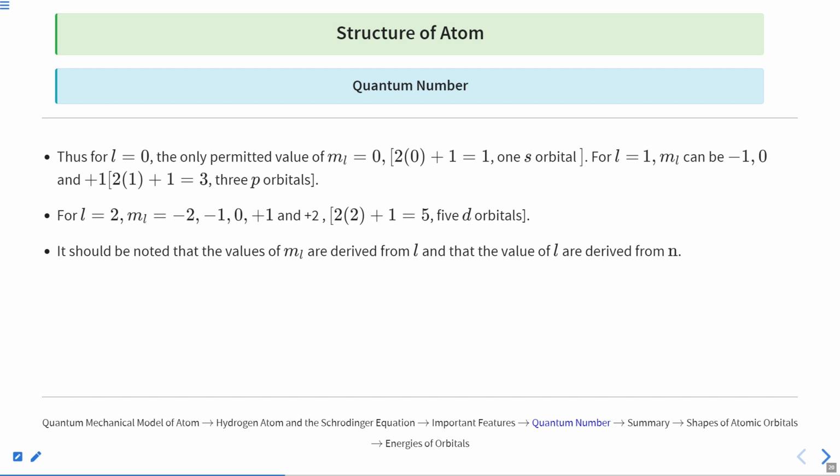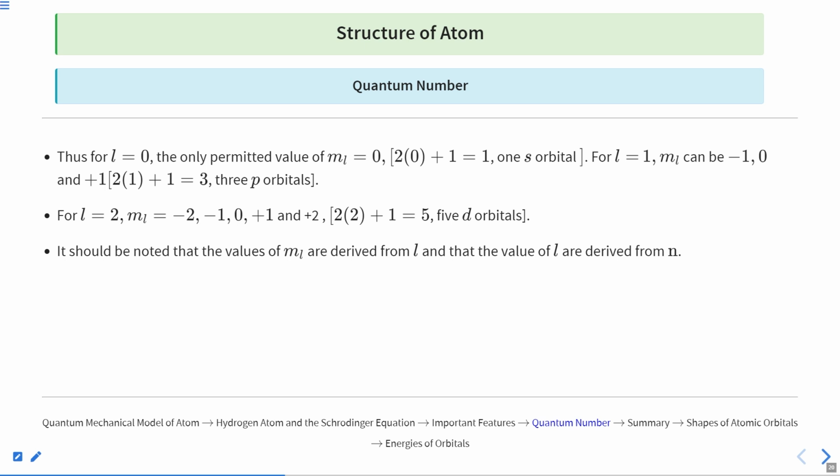If you take the value of L equal to 0, then the only permitted ml value is 0. Clear? So you will have only one orbital, that is the s orbital. Next, if you have L value as 1, then ml can be -1, 0 and +1. So these are the three possible orbitals. Now in case of L equal to 2, that is for the d subshell, the number of orbitals is equal to 5. Clear? And what is the value of ml? It starts from -2 and goes to +2.